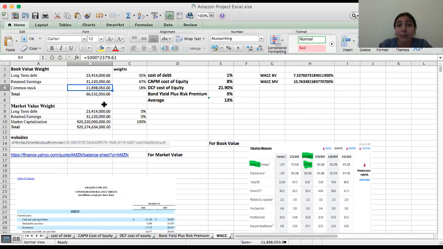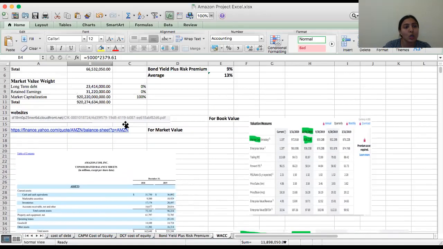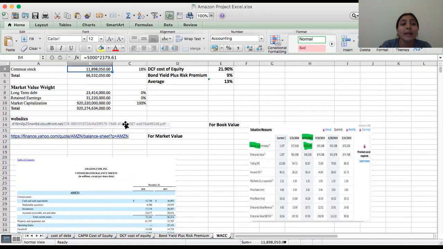In order to find the market value weight, I used the website Yahoo Finance, and in that I used statistics for the balance sheet. I got the balance sheet of Amazon. In order to find the market value weights, it's the same. There are two important components, debt and equity. So I found my long-term debt. Here are the numbers: retained earnings and market capitalization.